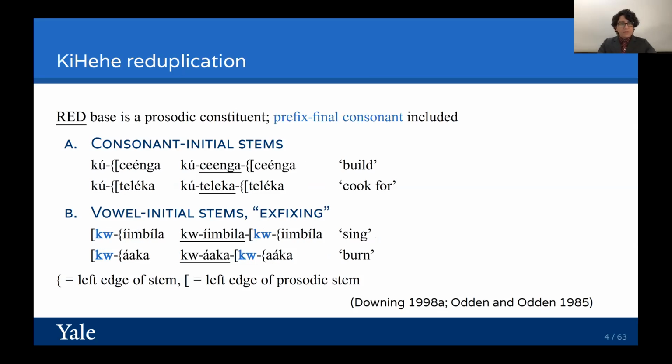And conversely, in Kehehe, we see the opposite effect, where again, the reduplicant takes as its base a prosodic constituent. And so there is perfect alignment for the consonant initial stems, but when the stem begins with a vowel, the reduplicant actually exfixes and includes the last consonant, which in this case is the only consonant of the prefix there. So the blue consonant of the prefix is included inside of the prosodic stem and is copied over into the reduplicant.